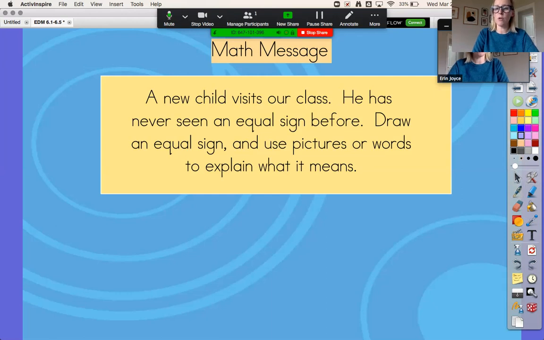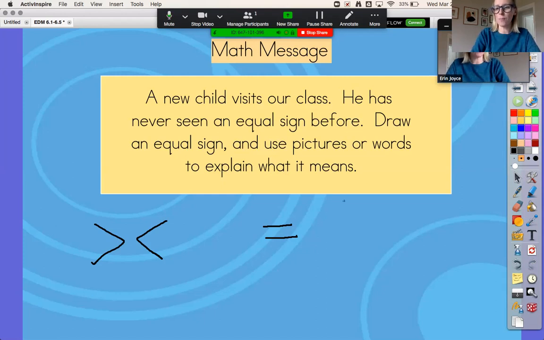And let me draw it for you here in case you're forgetting. Here's an equal sign. We just saw it in our warm-up. It's that one. So we've seen this other one where they can look like this for greater than or less than, but that is the equal sign. This is the one we're concerned about today. How would you tell someone what that means? You've probably heard me say it a lot.